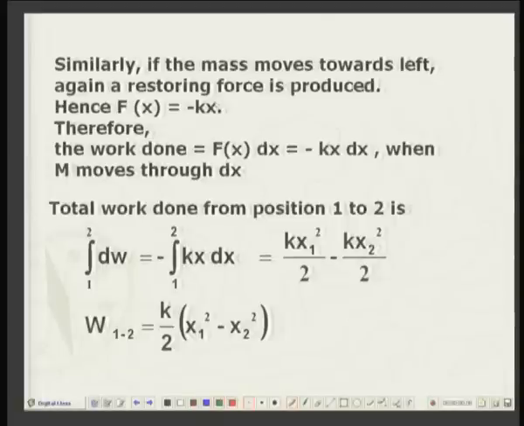Now, work done over a small distance is F_x dx, therefore it is equal to minus kx dx, and if I integrate this elementary work from 1 to 2, then I will have the integral of minus kx dx from 1 to 2. So, taking the negative sign inside, you have the work done from position 1 to 2 as k over 2 times (x1 squared minus x2 squared). Again it is independent of path, it depends only on the final and the initial position. So, it means the force exerted by the spring is also a conservative force.